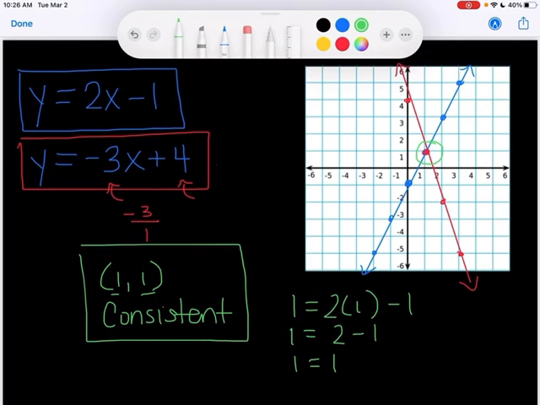1 equals 1. And you'd also want to plug it into the other one. You're plugging 1 in for y and 1 in for x. So in that case, I get 1 equals negative 3 times 1 plus 4. Keep the 1 on this side. Negative 3 times 1 is negative 3, plus that 4. Keep the 1 here. Negative 3 plus 4 is 1. 1 equals 1. That is true as well. So we know that this is the correct solution.